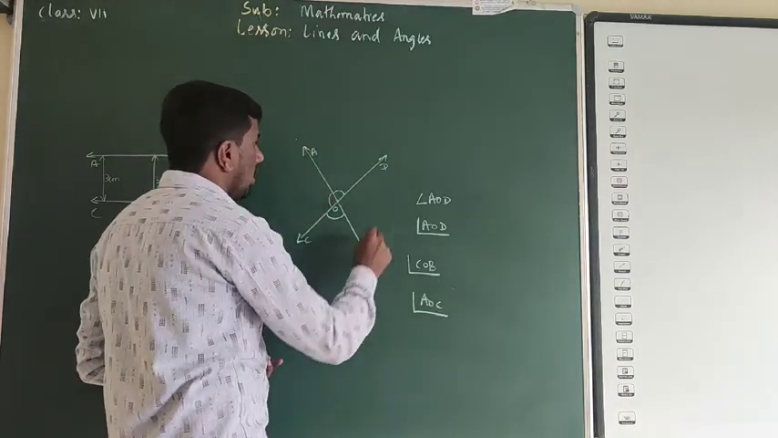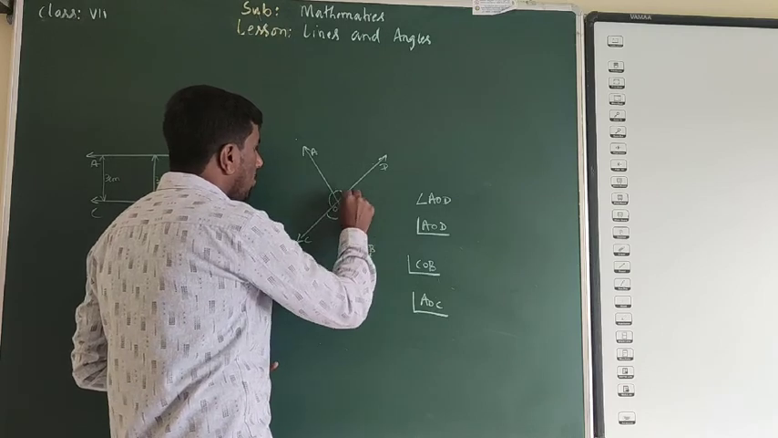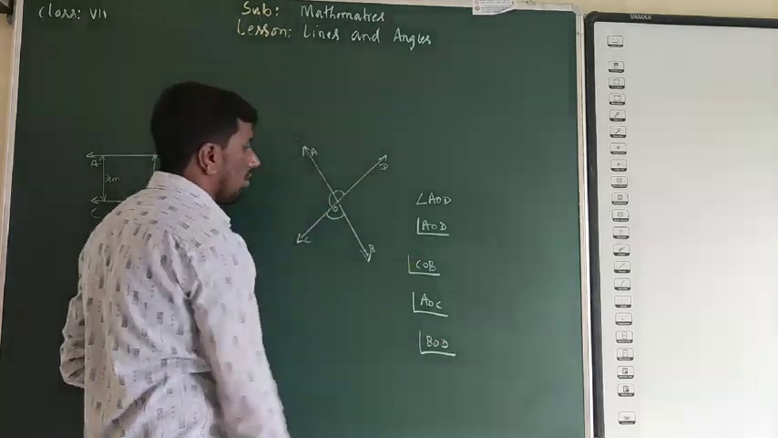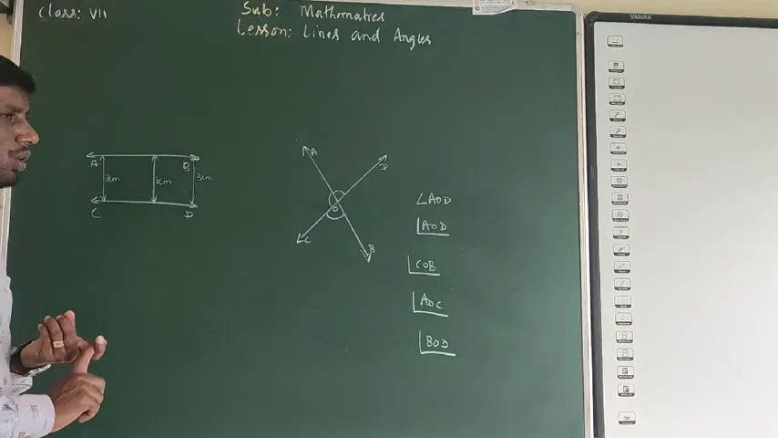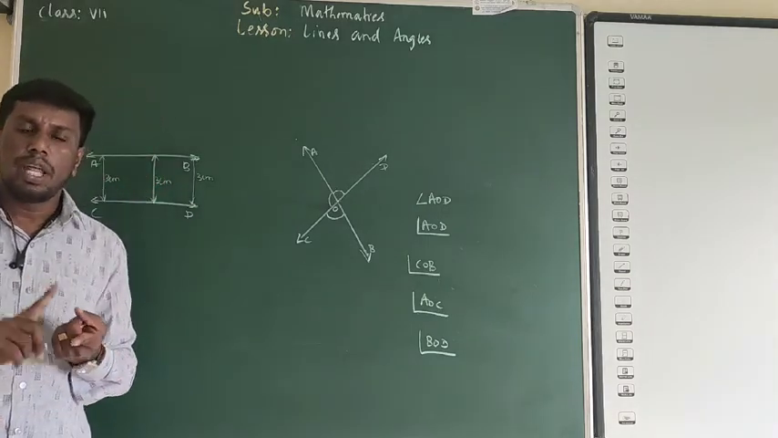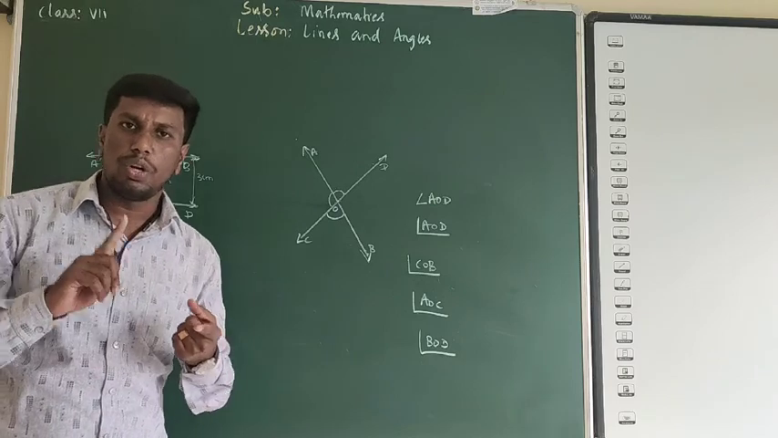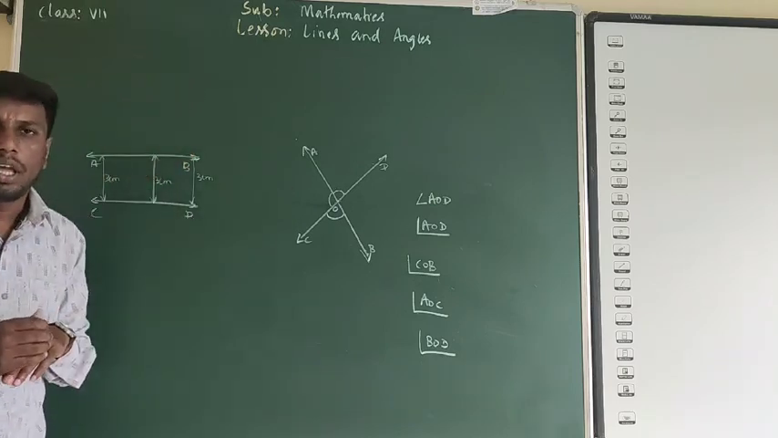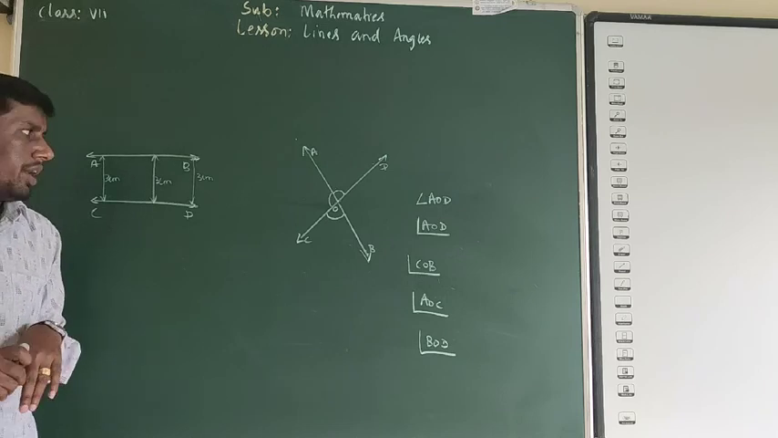AOC, then this BOD, angle BOD. Okay, so when two lines, or two line segments, or two rays are intersecting each other, an angle will be formed, right?